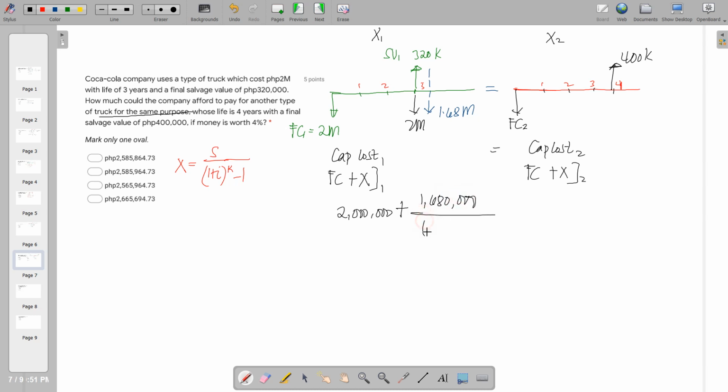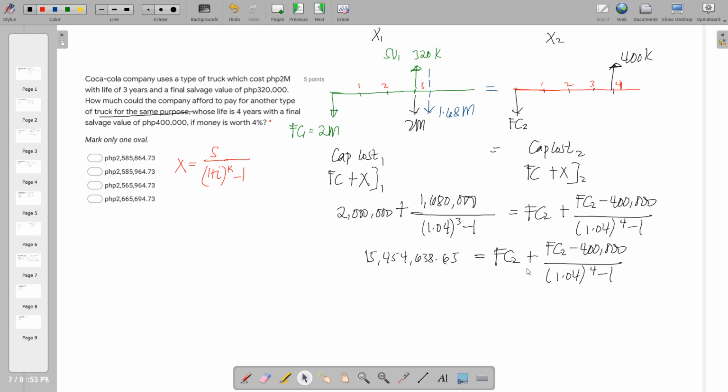okay, divided by 1.04 every 3 years, ano, minus 1. So this is equal to the first cost din ito, kaya lang ito unknown. And then plus we have first cost 2 minus 400,000 all over 1.04 raised to 4 minus 1. So the left hand side of the equation will equate to 15,454,638.65 pesos. So this one plus that expression.